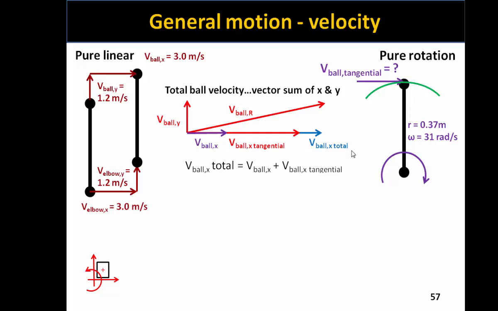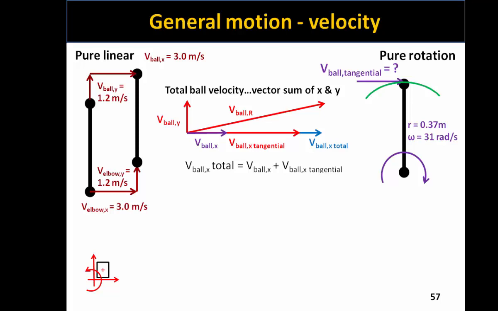Although I subscripted the total term here for the total ball velocity, I put it in a normal font just to highlight the fact that this is a total velocity, which is the vector sum of the x ball velocity due to the movement of the elbow, and the tangential due to the pure rotation component. So this would be a good time to pause the video, go through this calculation, and then restart the video in order to check your answer.